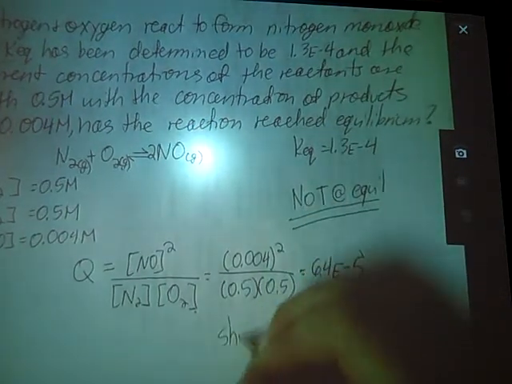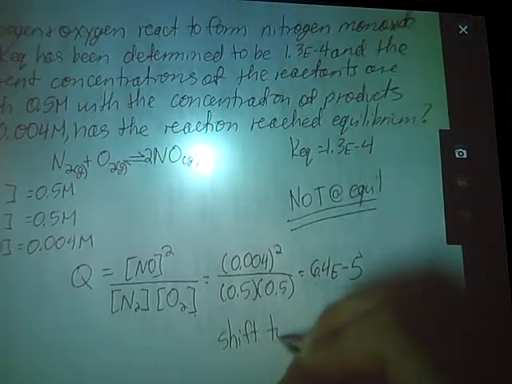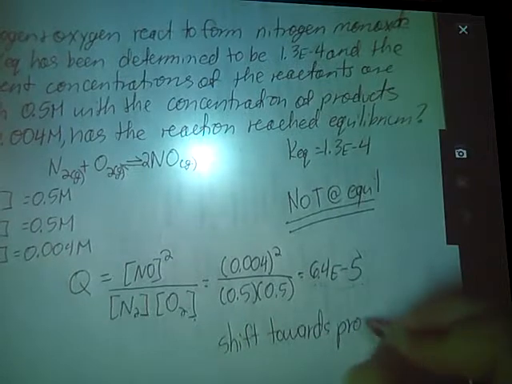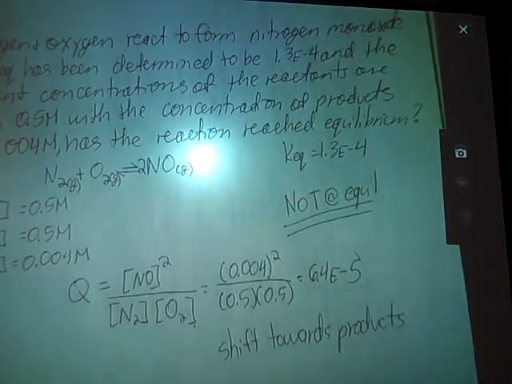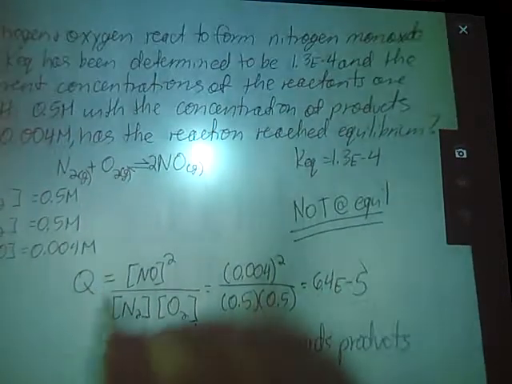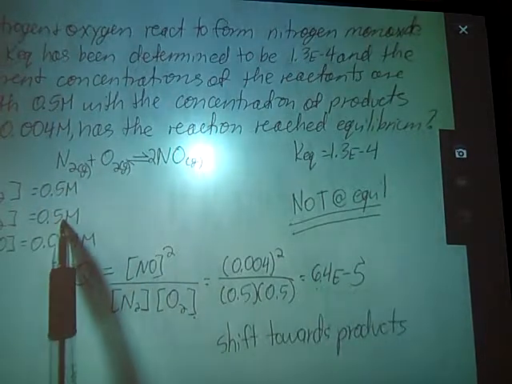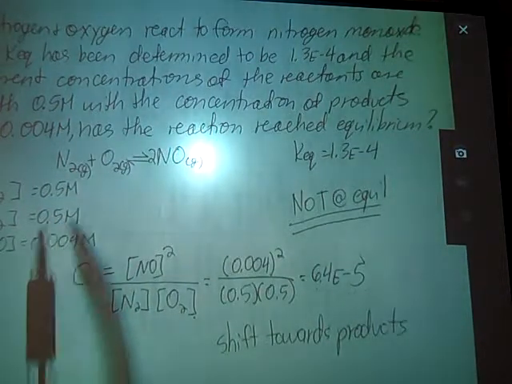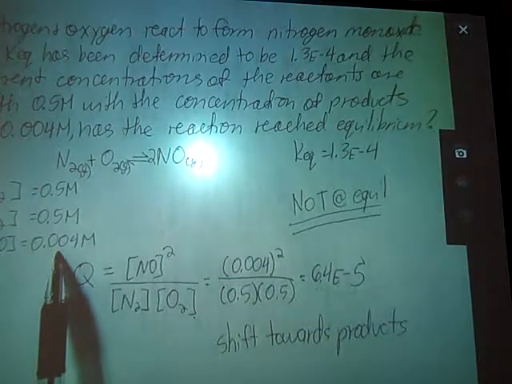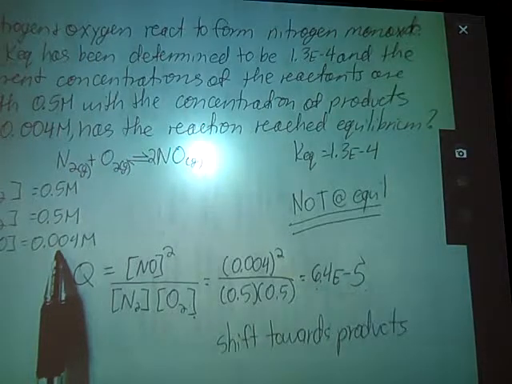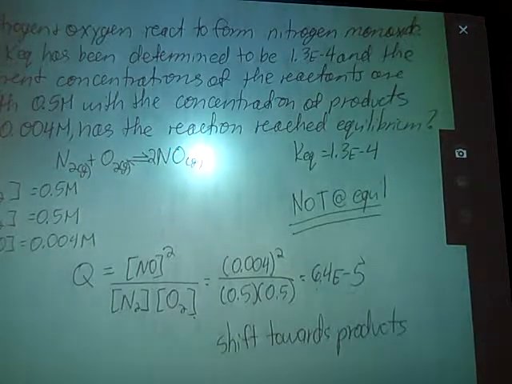So my reaction will continue to shift towards products. We need to make more products in order to get this reaction to equilibrium. So my two reactant concentrations will go down. My product concentration will go up before I hit that unchanging, no net change balance point of equilibrium.